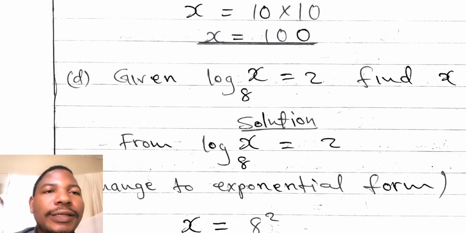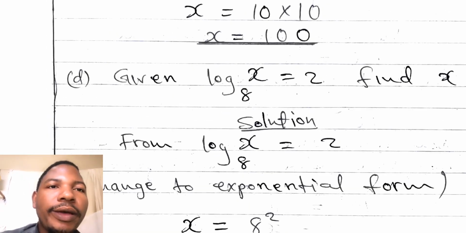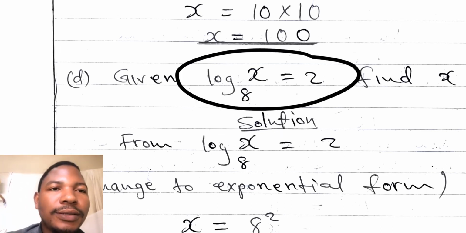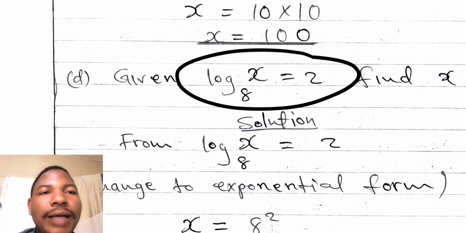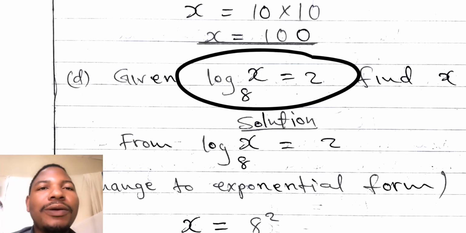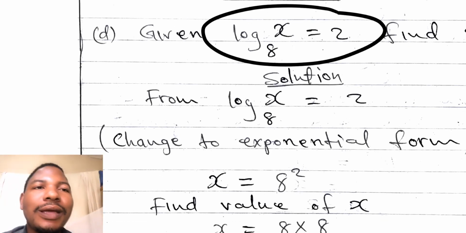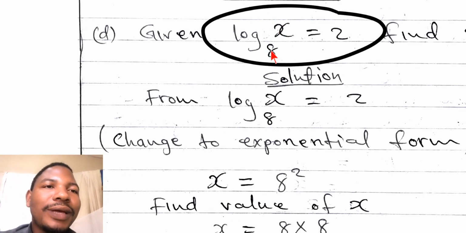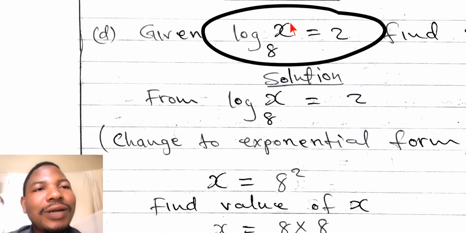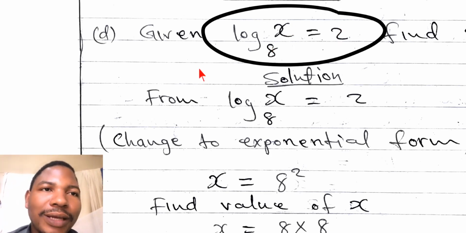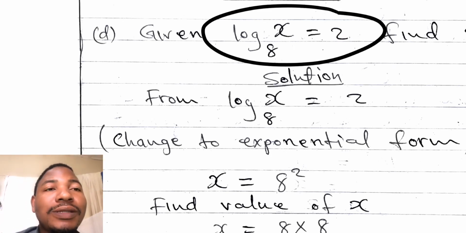Okay, let us check the second example here. You have log x base 8 equal to 2. As you know, when you write a number in logarithm form, let's say log x base 8 equals this, this x is what we call the product, this 8 is what we call the base, and this one is what we call the exponent. So you have to convert into exponential form.